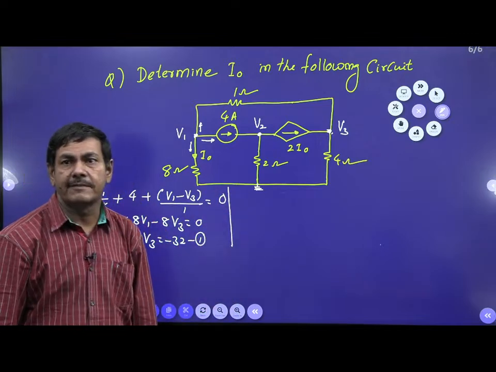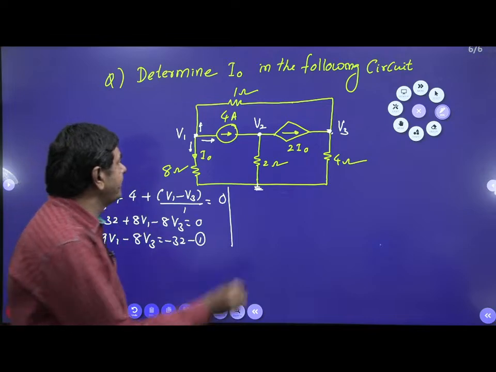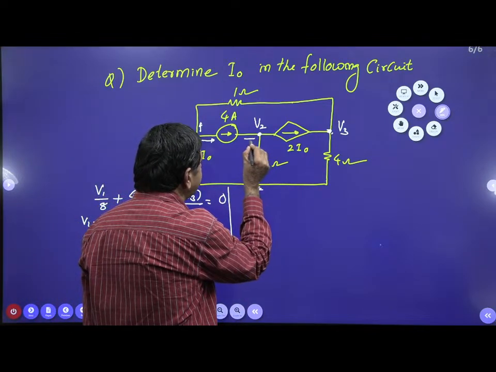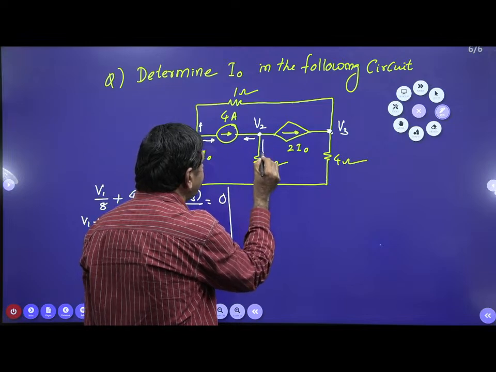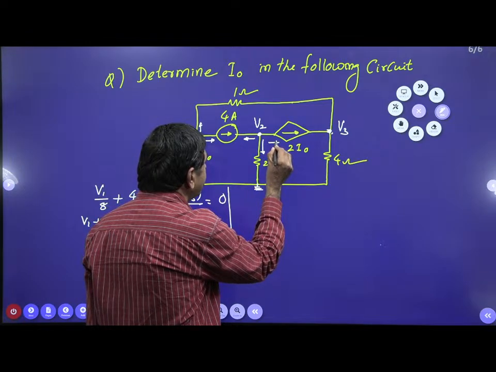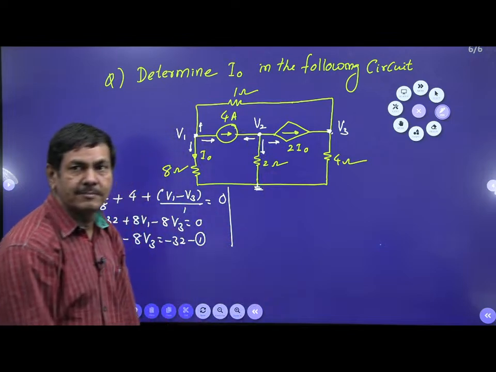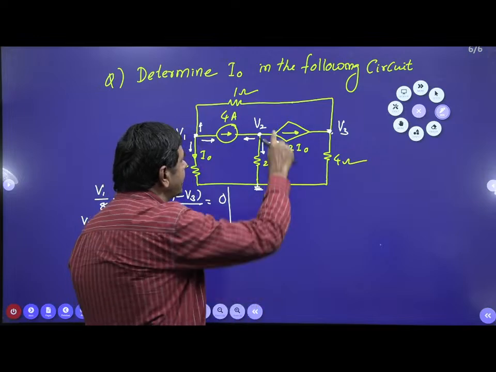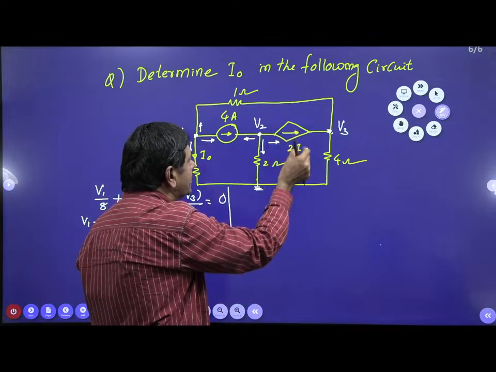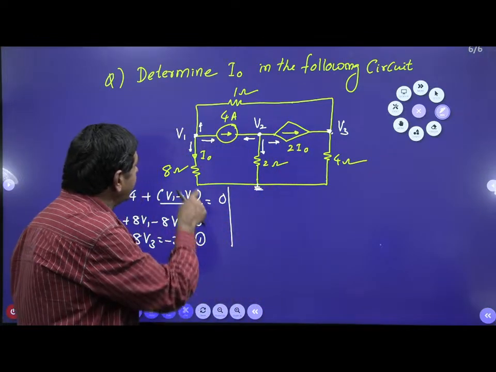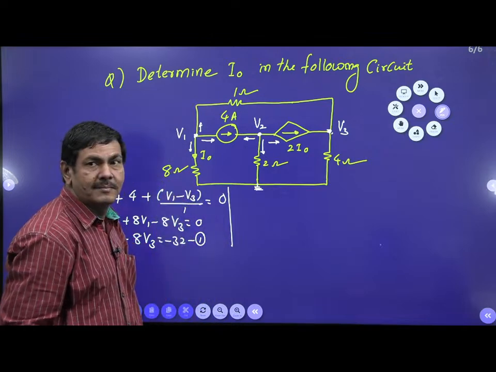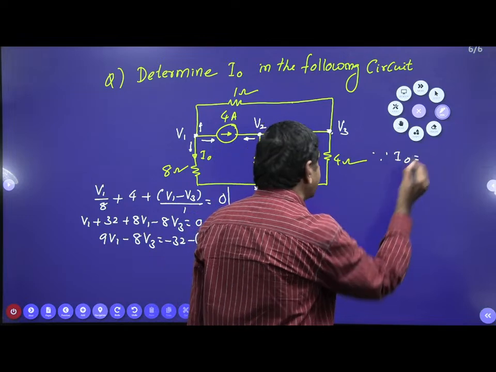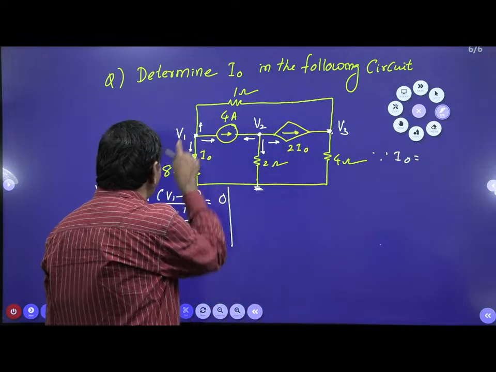And what about the second equation? If you want to form the second equation, you take this node. Away from the node, I can put the directions of the current: this current plus this current plus this current equals 0. But in this case, what is I naught first of all? Because this is a dependent source. In the dependent source, we got I naught. I naught is nothing but the current across the 8 ohm, V1 by 8.